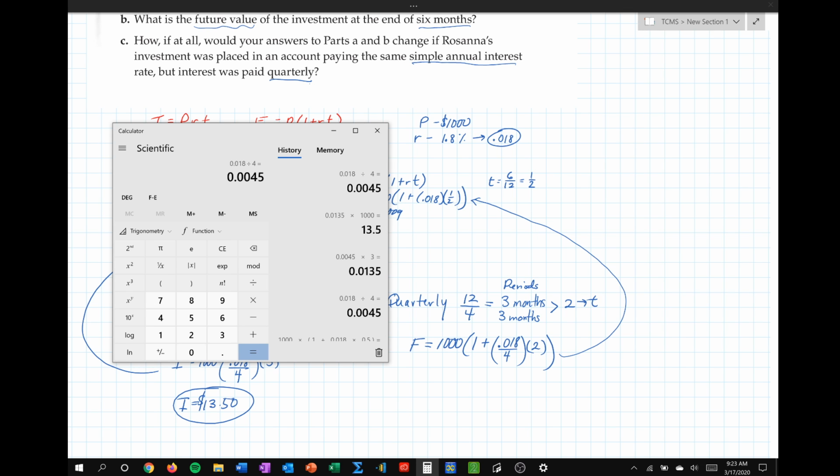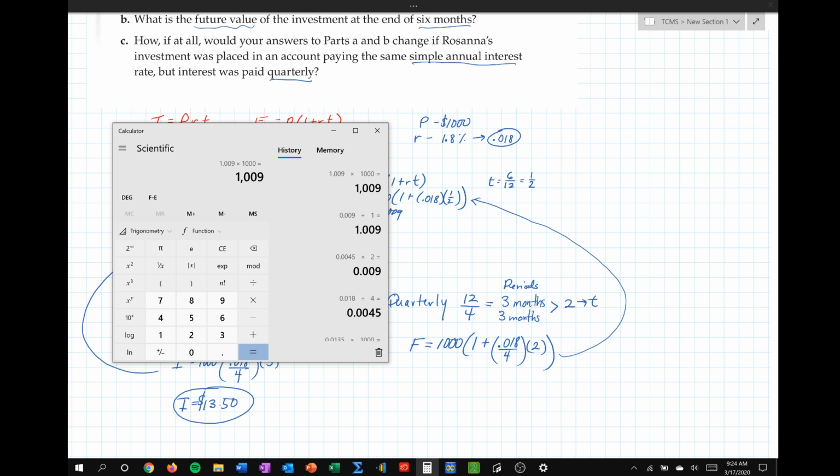Remember, it's the same interest now. The 0.045, that's the interest that we get for a 3-month period. Now since it's 6 months, that's 2 3-month periods, so I multiply this by 2. That means in a total of 6 months, I'm earning 0.009, which makes sense because that's half of 0.018. Before I multiply that, we're going to add that plus a 1, and then we can multiply by 1,000.